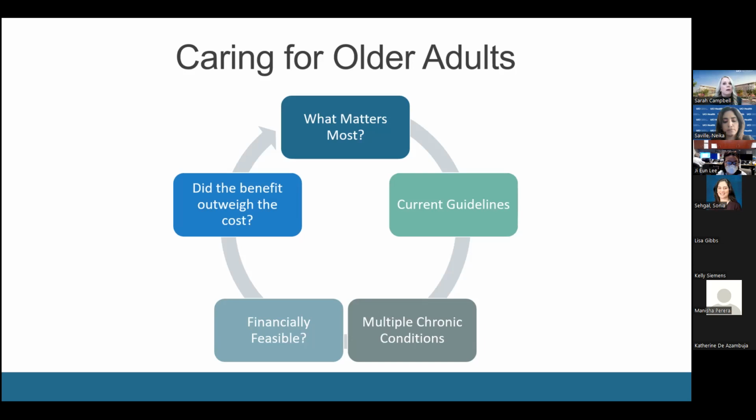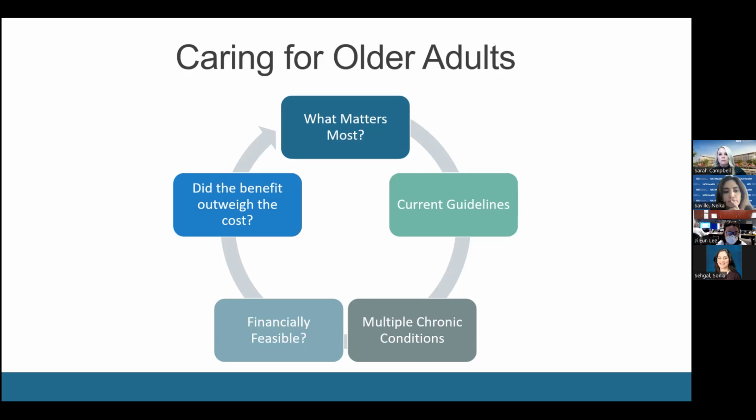We also have to think about multiple chronic conditions at once, and then social determinants of health. Is this even feasible for this patient at this time, given what they have to face and what's going on in their life? And then after it's implemented, did the benefit outweigh the cost? Did it work for them outcome-wise, financially, social determinants of health-wise, and are they satisfied? Did it meet their goals for their health outcomes and priorities?